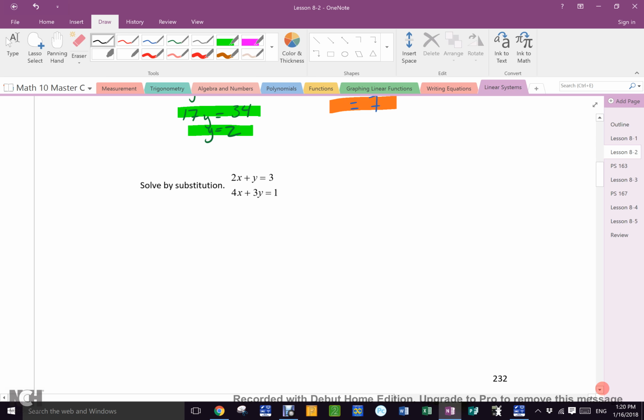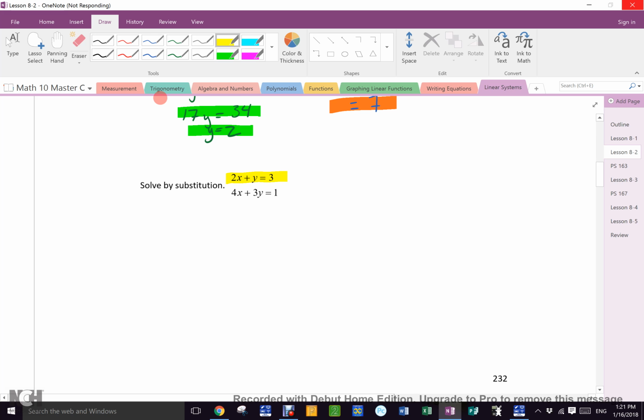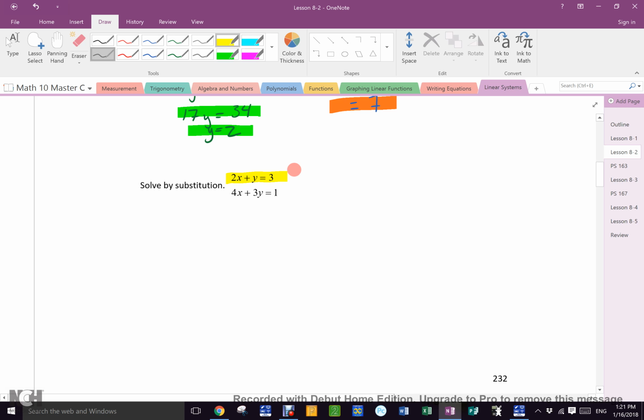What letter are we going to work with for the yellow? Let's choose it. Top equation or bottom equation? Top equation. Why? Because y is by itself. So my job then is to take that and get y by itself. What will it be? Okay. Y equals negative 2x plus 3. Excellent. What is the next thing we do?